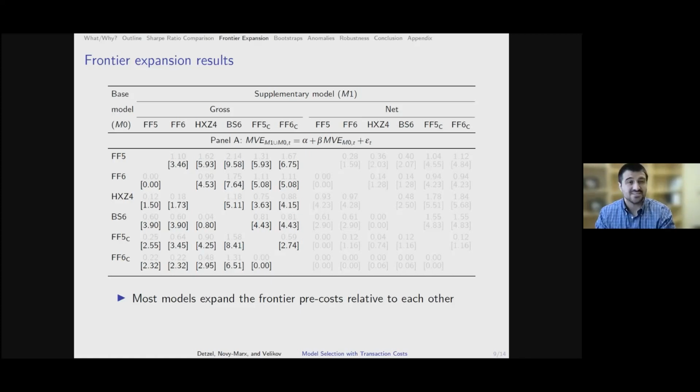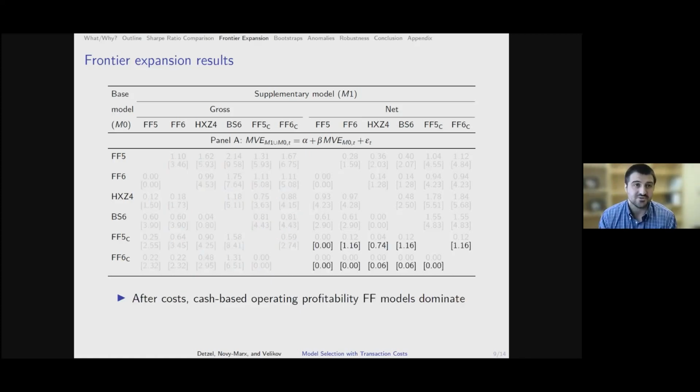What's interesting in our context, however, is what happens when you account for trading costs. So the picture completely flips, as it did in the bar chart earlier. After costs, the cash-based operating profitability Fama-French models completely dominate. So what these zeros and insignificant test statistics here tell us is that when we add any of the factors to these factor models here on the top, the Fama-French 5 and 6 factor models with profitability, net of costs, do not improve, or the mean variance efficient frontier is not improved at all.